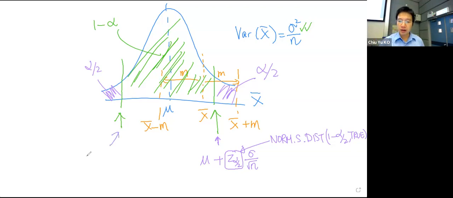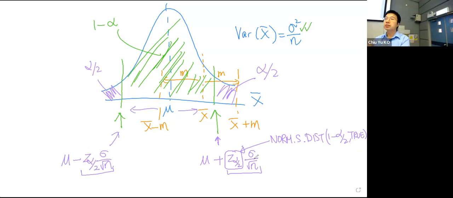So, this guy is mu minus... You can see if I go left and right by this, this would say 1 minus alpha probability that x bar will fall within that. Let me repeat the statement. If I know mu, I extend left and right by this number, and with large probability, the X bar will fall within it.